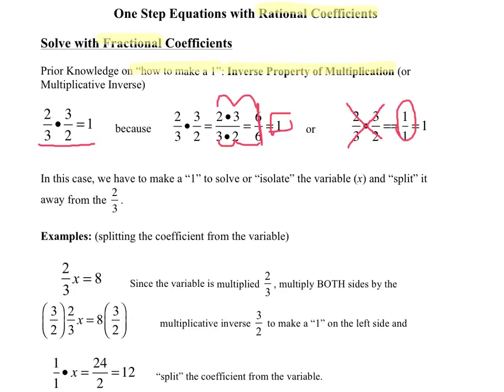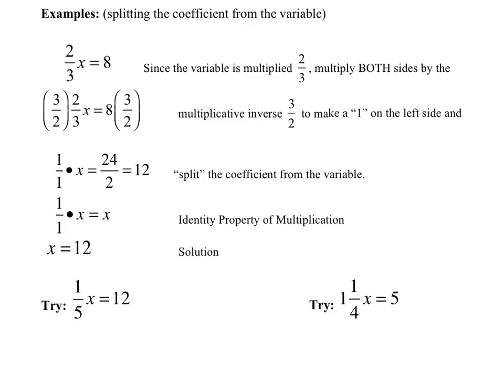So our overall plan is to isolate the variable and split it off so that you'll have the variable by itself. Let's go over some examples of splitting the coefficient from the variable. The first example is 2/3 x equals 8. We will multiply both sides by the multiplicative inverse, which is 3/2, to make a 1 on the left side.